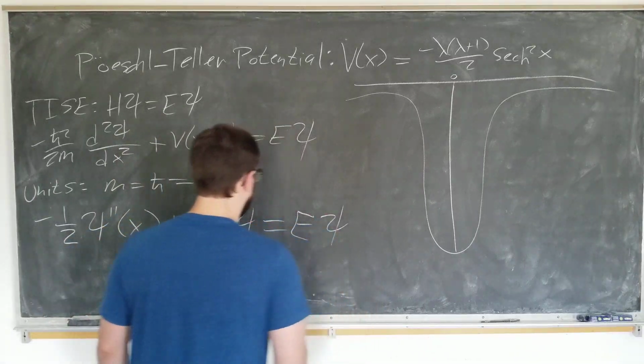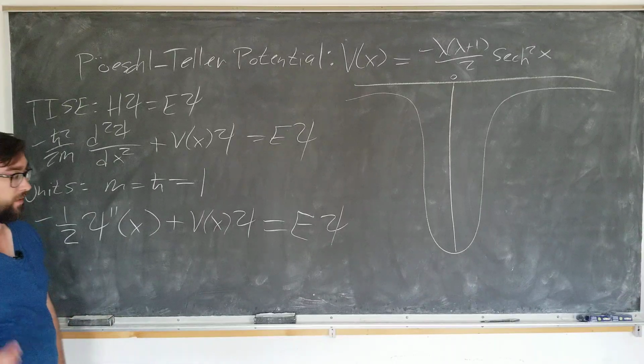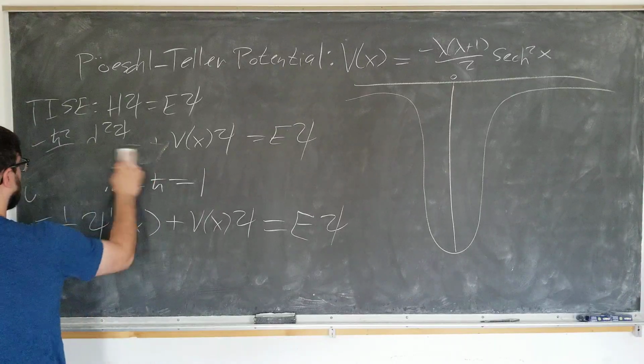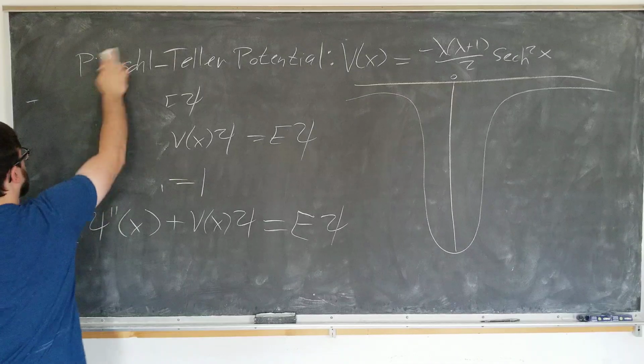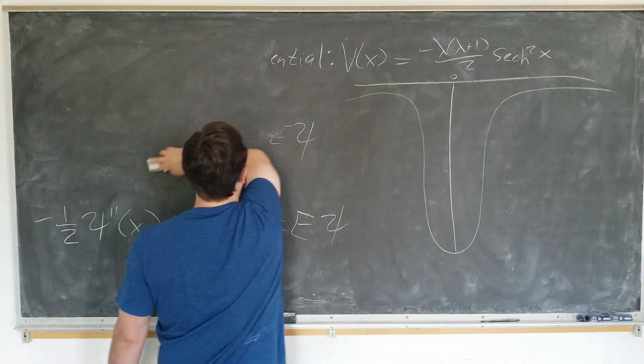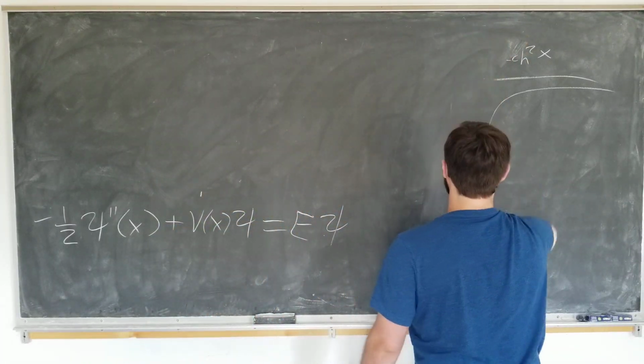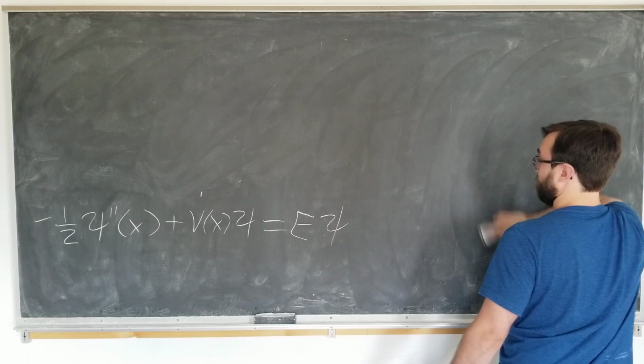So we have minus 1/2 psi double prime of x plus V psi is equal to E psi. We're also using the prime notation because we'll see that the solution is a special function, and that's much more common in the special function literature. So now we're just going to write down the differential equation for our specific potential that will be occupying us for the rest of this video.